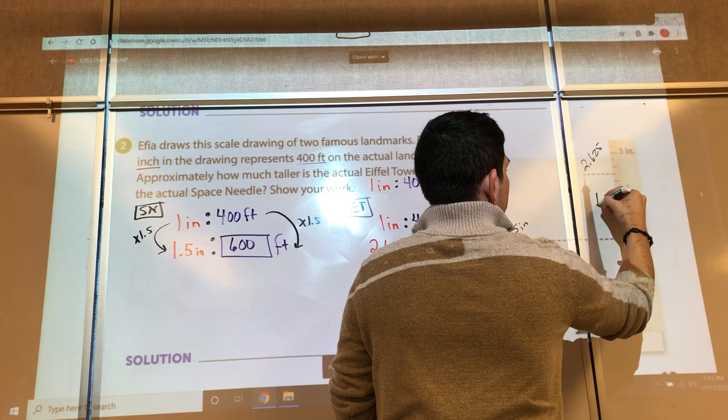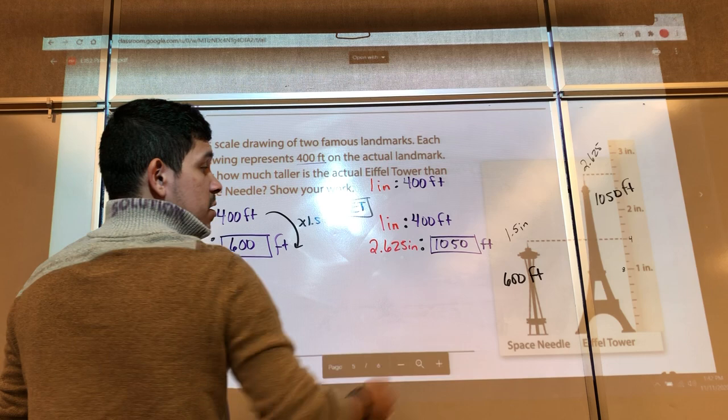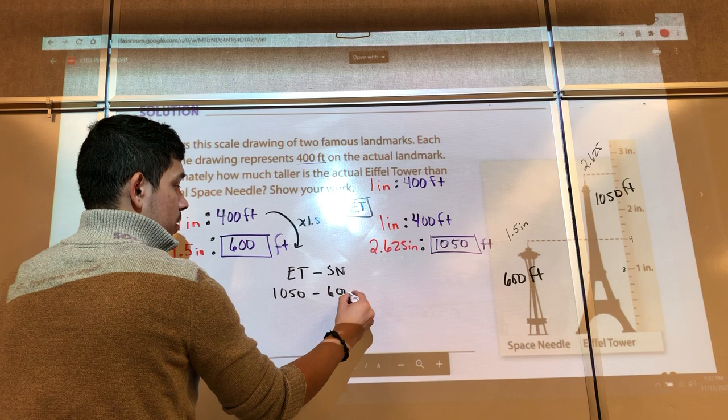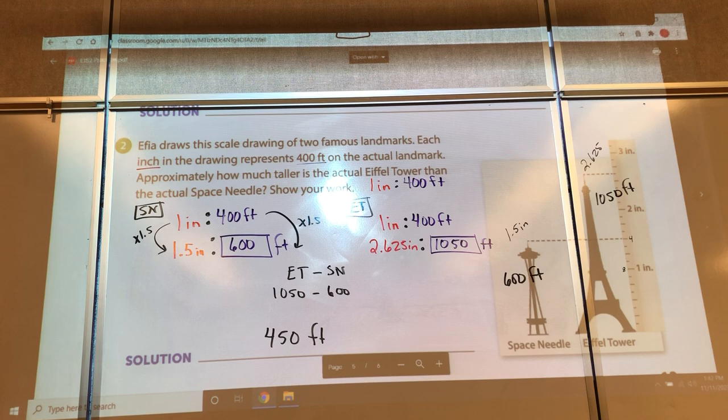Okay, cool. So the question is, how much taller is the actual Eiffel Tower than the Space Needle? To figure that out, we're going to take the height of the Eiffel Tower, subtract the Space Needle, which would be 1,050 feet minus 600. And how much taller is it, approximately? Approximately, we're going to say 450 feet. That is the solution, 450 feet. Okay, let's go to number three.